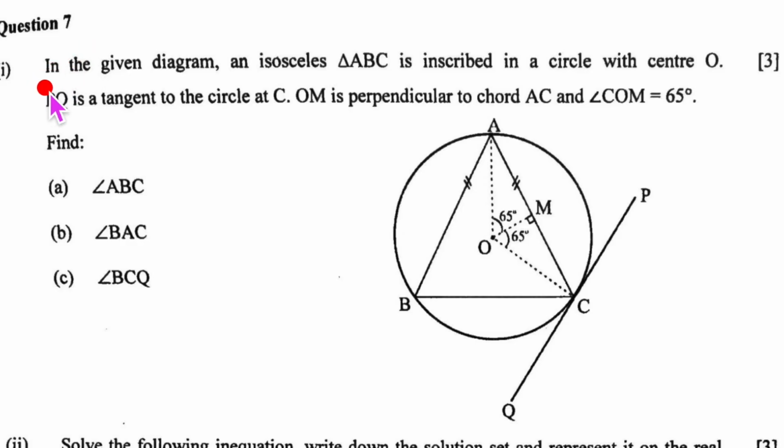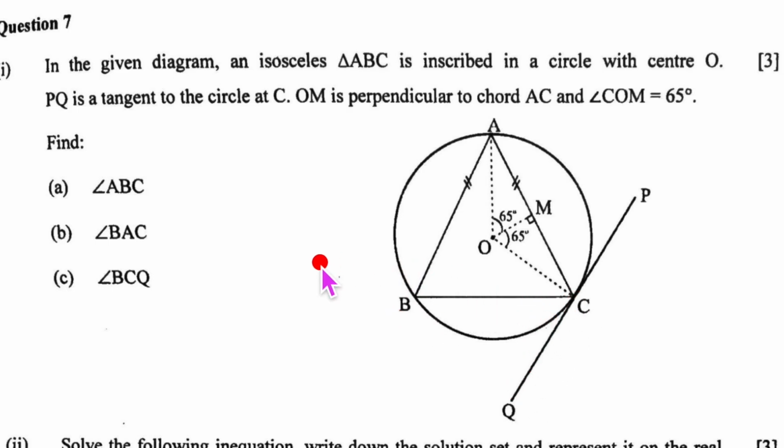Question 7, first part, again is a diagram based question. It's a circles chapter. We have been given that triangle ABC is isosceles and PQ is the tangent to the circle at C, and OM is perpendicular to AC, and angle COM is 65 and so is AOM. They asked us to find angle ABC, then BAC, and BCQ.